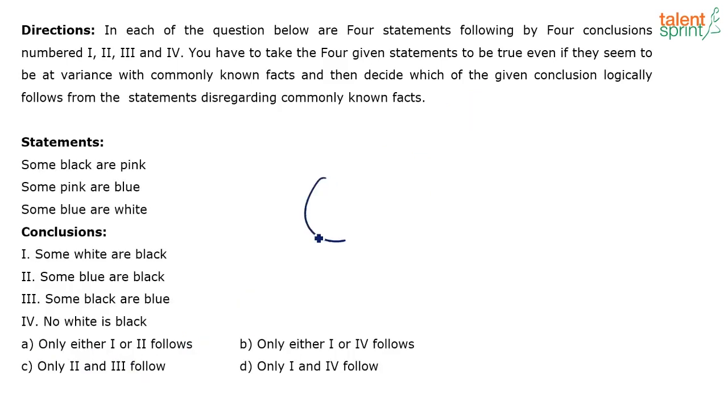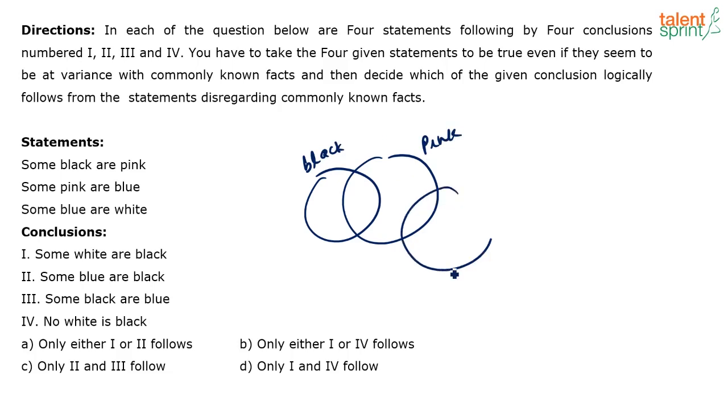Next question. Some black are pink, and some pink are blue, and some blue are white. Some white are black. Again, can be or cannot be true, not a definite conclusion. But see here, there is one more thing. No white is black, correct? So complementary pair is there. So either definitely some black will be white, or no black will be white, correct? So we can say either 1 or 4 follows.